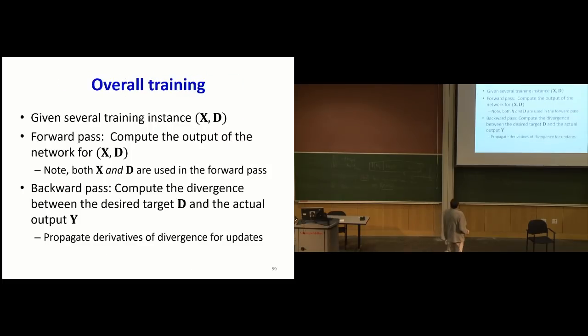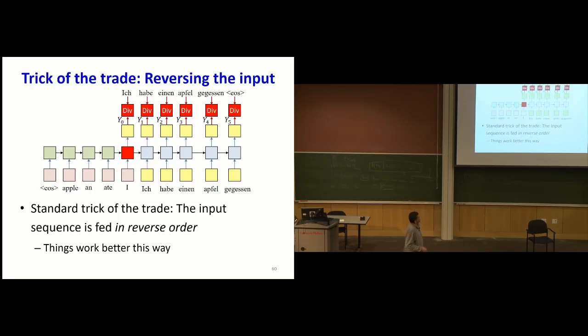So the overall training is going to be something like this. Given several training instances, during the forward pass, you compute the output of the network. Observe that both the x value and the d value are used in computing the output. During the backward pass, you compute the divergence between the desired target output and the actual output and propagate derivatives backwards for updates.